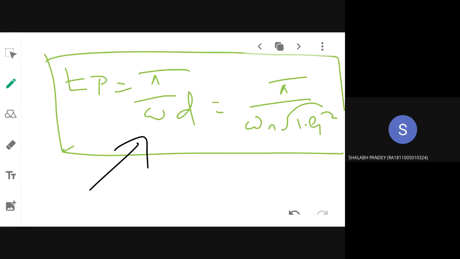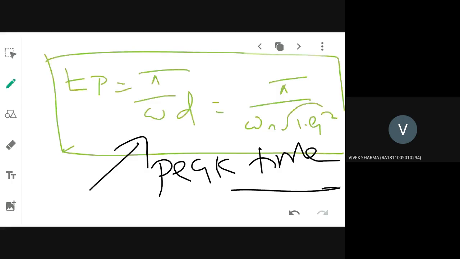TP represents what time? Peak time. Problems we will solve. Please, all of you make a note of the formula. This is my peak time given by what formula? Peak time is given by pi divided by omega d, in radians per second. Omega d, you know the standard formula for omega d. How can you write omega d? Omega n into square root of 1 minus zeta squared.